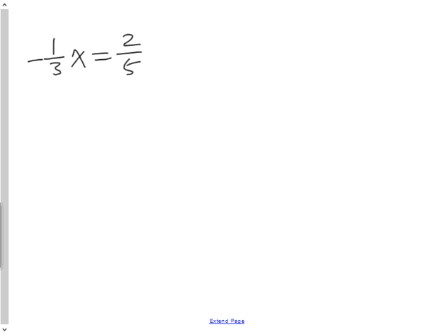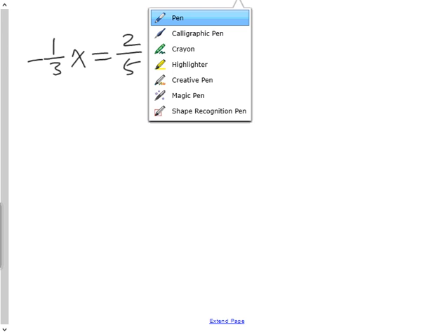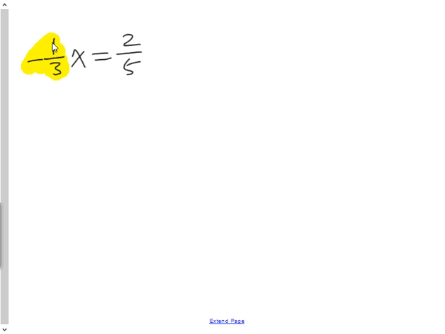So the first question says, negative 1/3 x is equal to 2/5. What is the value of x? So this is a coefficient, and it's a multiplier to x. So we're actually multiplying the value of x by negative 1/3. So if I divide both sides by negative 1/3, I'm going to create the opposite operation to isolate for x. But if I divide the left by negative 1/3, I have to divide the right by negative 1/3.